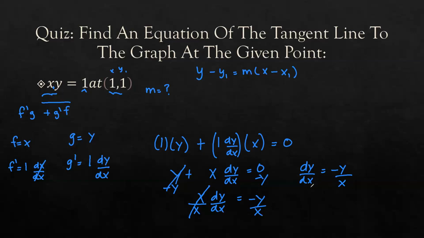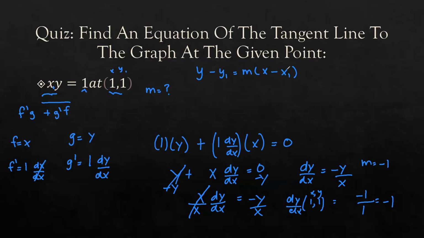Remember, slope is an actual number, so this is where you need to plug in that point. So you're going to plug in the coordinate (1, 1). So it's negative 1 over 1, which is negative 1. So my slope is negative 1.